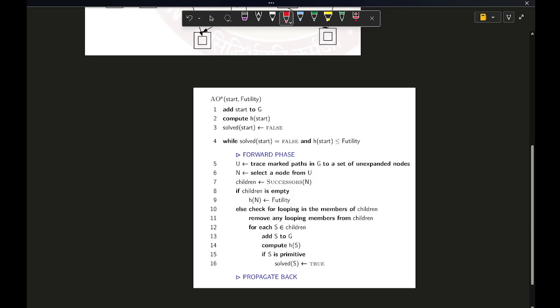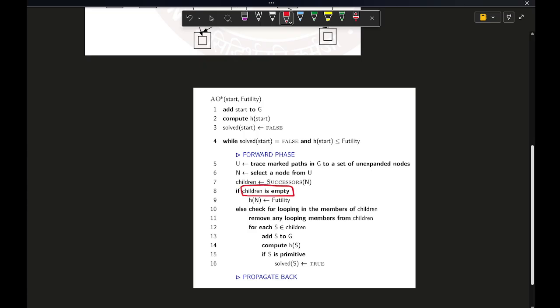I didn't understand that. Else, children is checked for empty, looping in members of children. Remove any looping members from children. For each s belonging to children, add s to g, compute the heuristic value, and if s is primitive, mark that as solved. S is primitive. Primitive means that's a child node, the last node. Yeah, so that's the primitive thing.